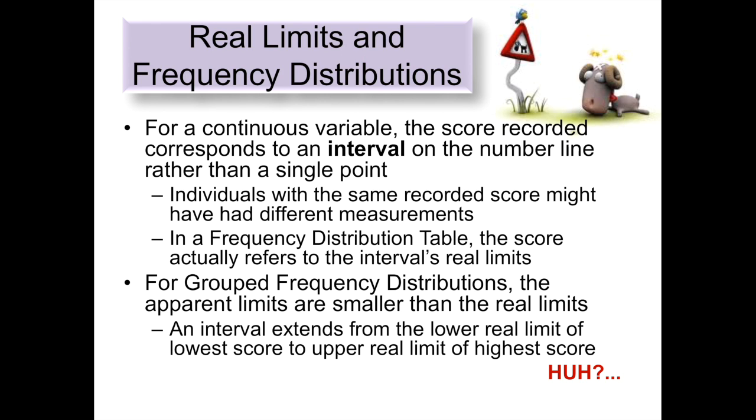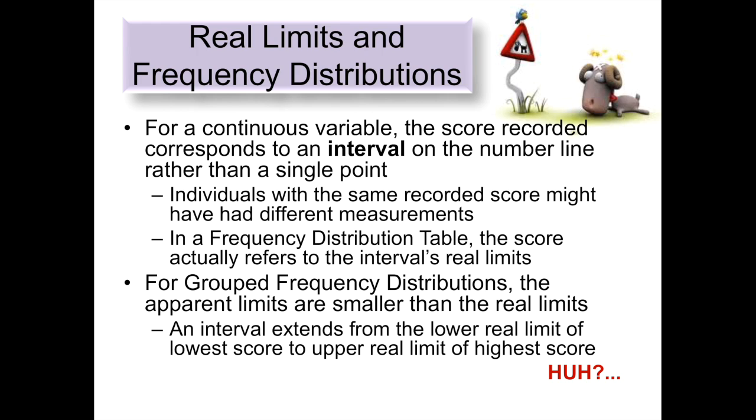Okay, so let's talk about real limits for a second. For continuous variables, right? So height, weight, age, salary, debt, anything that can be continually broken down to smaller and smaller units, the score recorded corresponds to an interval or a range on the number line rather than a single definite point. Right? So say I'm looking at the height of the students in the class, and I would say, well, if you're around 5 foot tall here, around 5'2" here, and my 5'4" people over there, my 5'6" people over here, right?